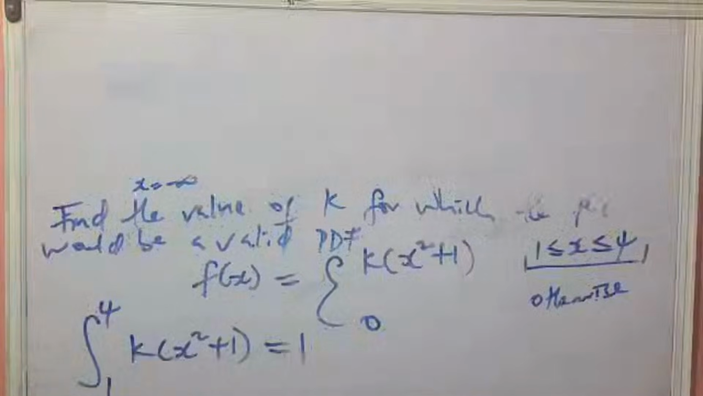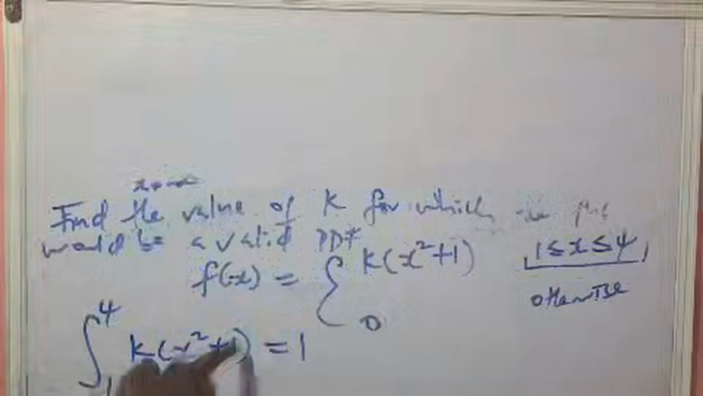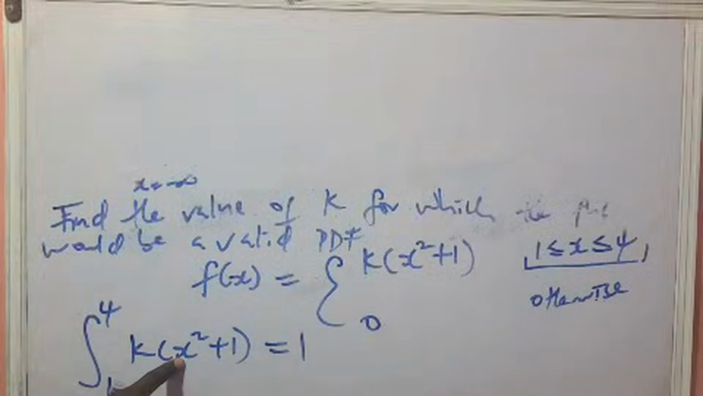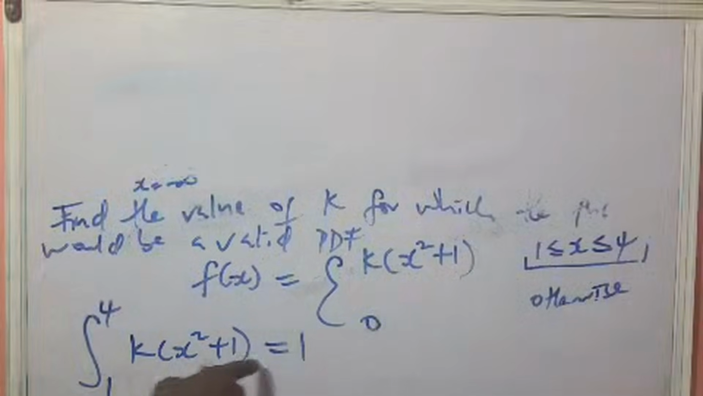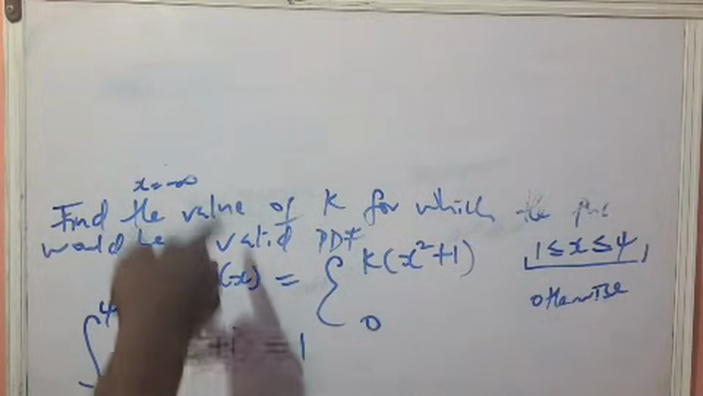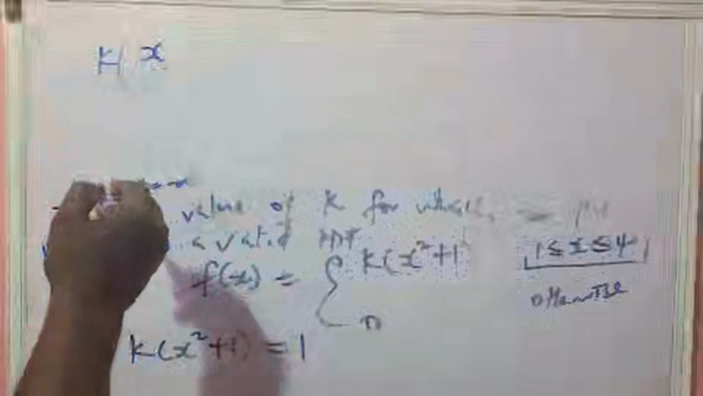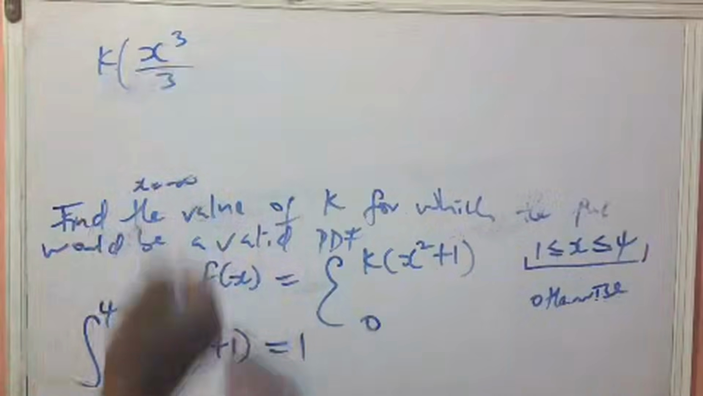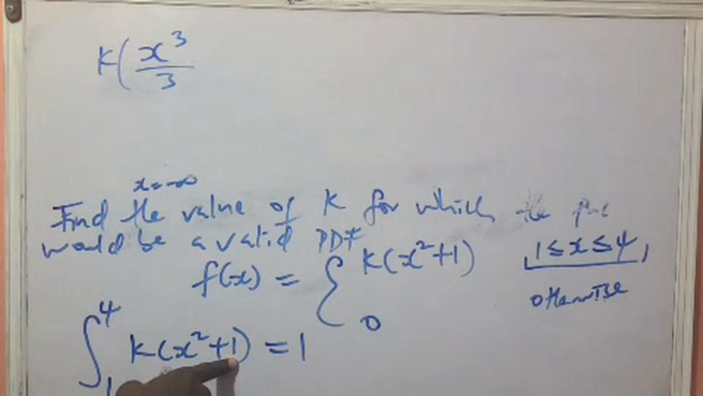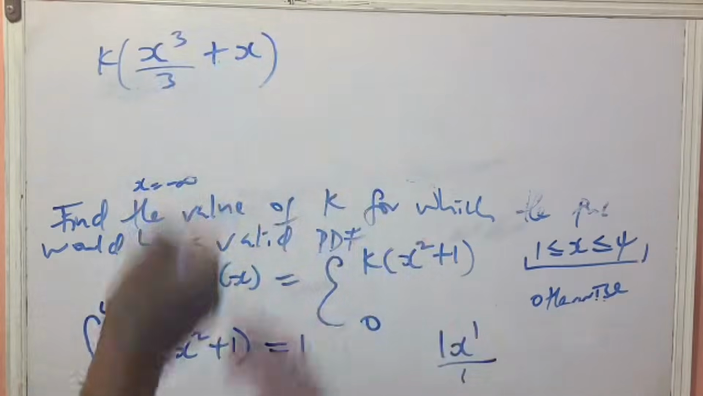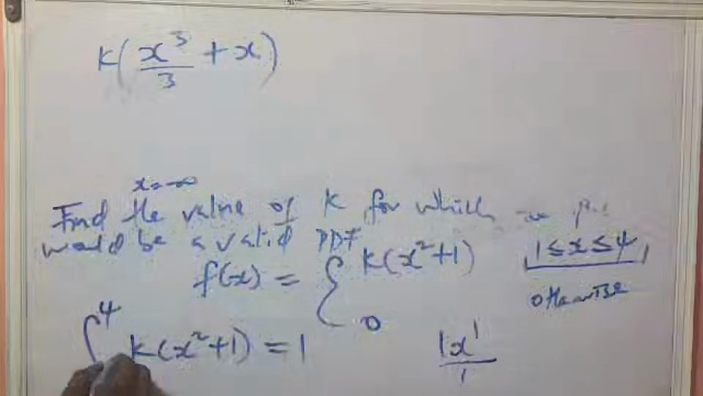For those of you that know how to integrate, you should have done this and gotten your answer. When you're integrating, you integrate each of the terms. Integrating x squared, we'll have k outside, and x cubed over 3. Now, this is plus 1. If we integrate 1, a constant, we get 1x, that is x to the power 1 over 1. So that will be k times x cubed over 3 plus x. That's what we get when we integrate this function.